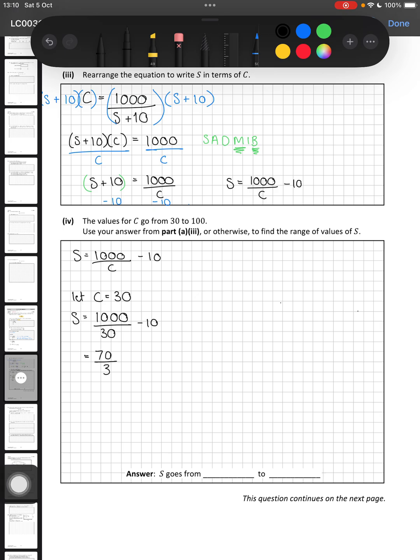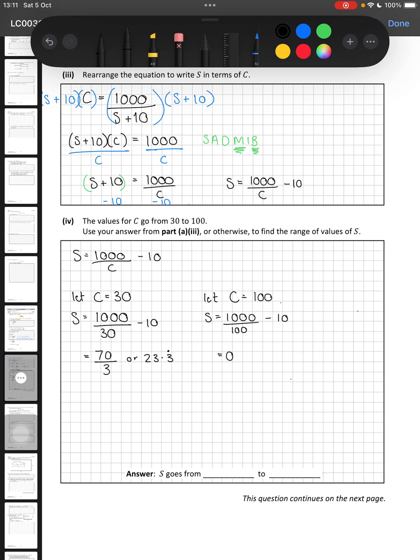It doesn't tell me whether it wants a fraction or a decimal, so 70 over 3 or 23.33333 recurring. Now let's do it where we let c equal the other value. That's what c is at its smallest. c can go up the full way to 100, so let's see what s is if c is 100. So divide by 100 and then subtract 10, so that we get 0.